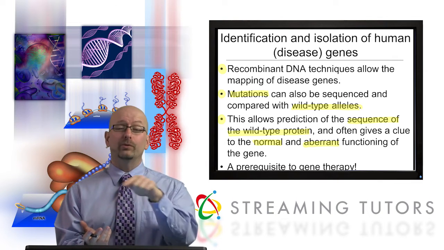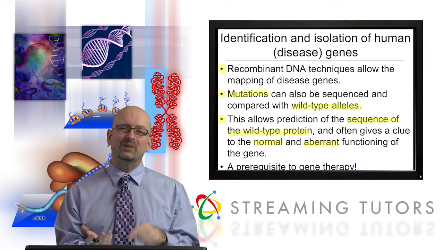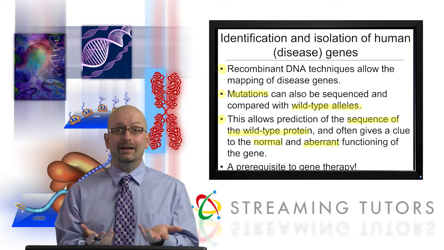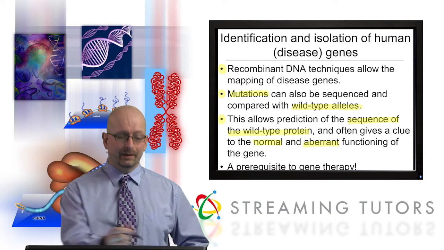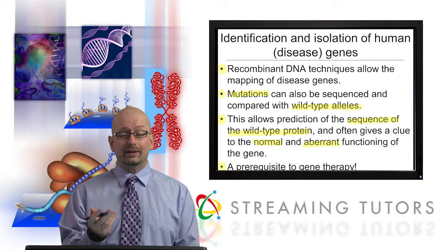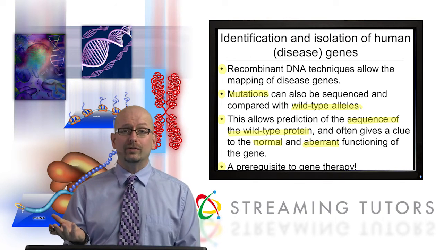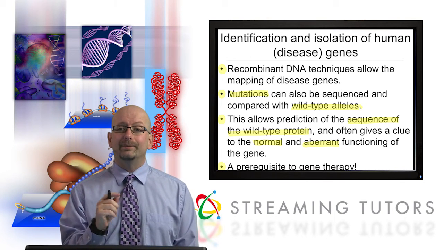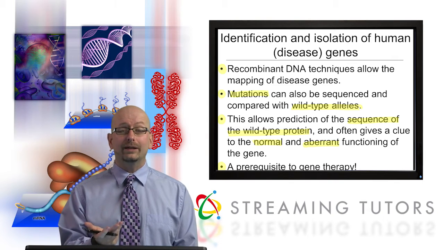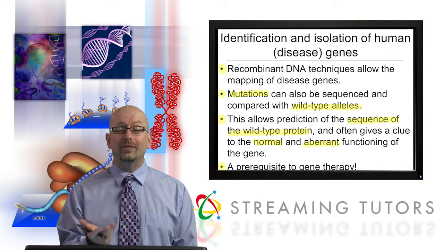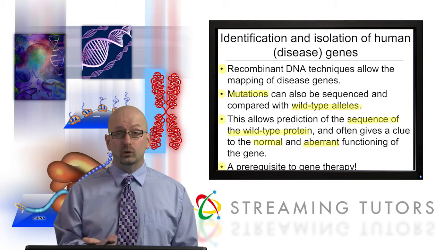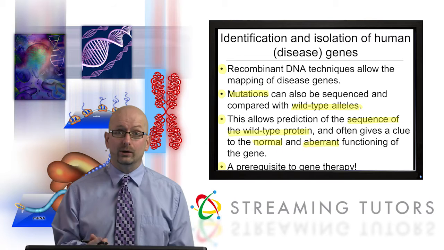But remember, the reason the hemoglobin is different in someone with sickle cell anemia is because they have a mutation at the gene level, at the DNA level, right? So I'm saying this is a prerequisite to gene therapy in the sense that we'll talk about gene therapy in a minute, but the bottom line is if you want to replace or alter the functioning of a gene, clearly you have to know what that gene is and have some idea of what it's supposed to do or what it's doing wrong or what it's not doing at all. Okay?